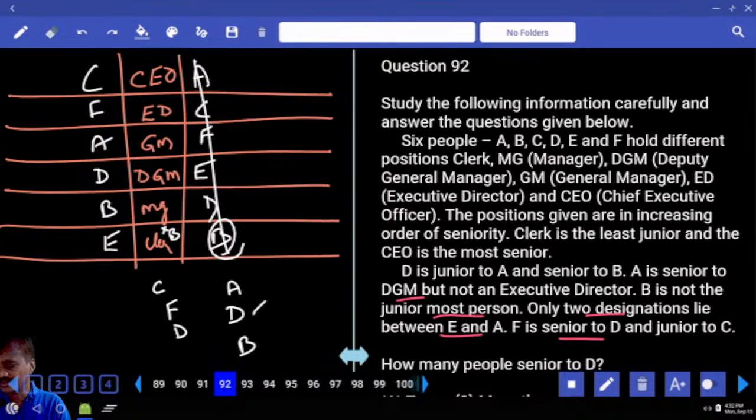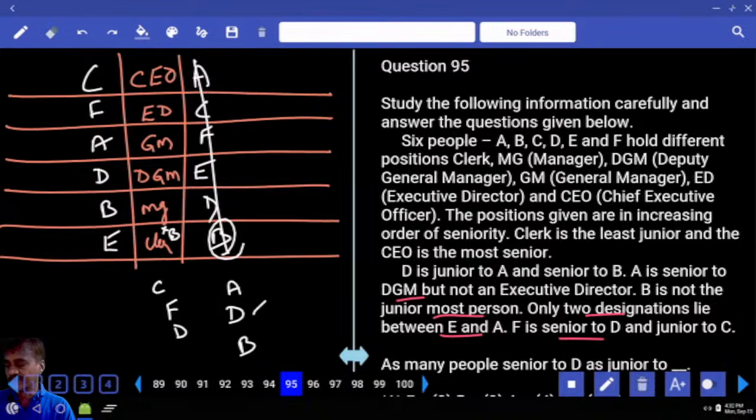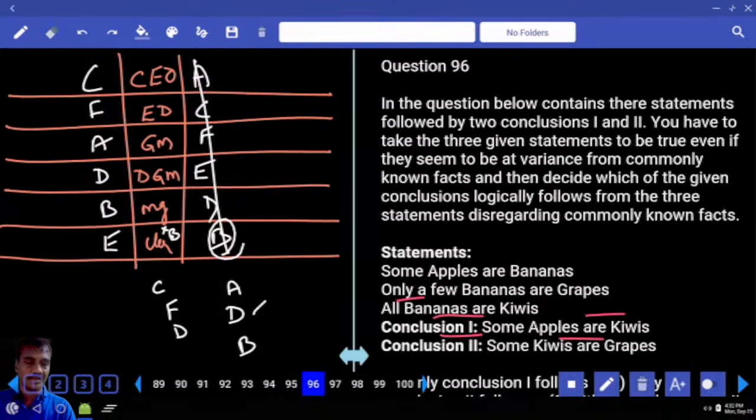Now this is from 92 to 95. Then next one, 96 to 100. 96 onwards. First or the second? Definitely first priority. Syllogisms. 96, choice.